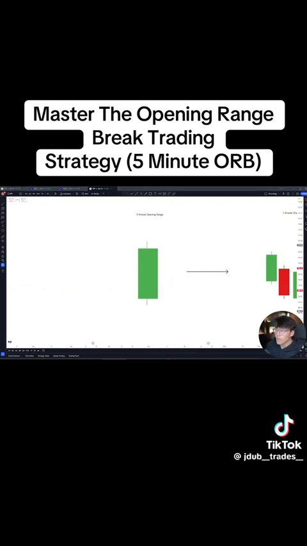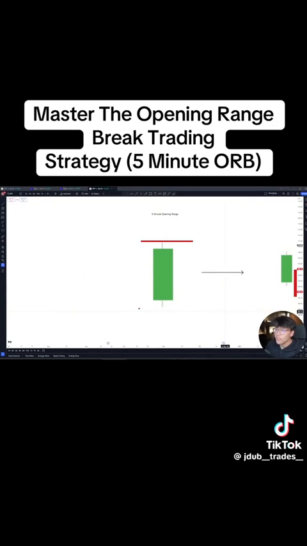So the first thing that we're going to be doing is marking out the 5 minute opening range. The 5 minute opening range is the first candle that forms at New York session open. As soon as the market opens at 9:30, the first candle that forms on the 5 minute time frame is what's going to be called our 5 minute opening range. And as you can see right here, I'm going to mark out the high of the candle, and I'm going to mark out the low of the candle. This is what's called our opening range.